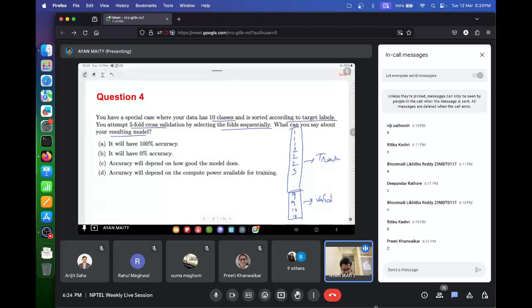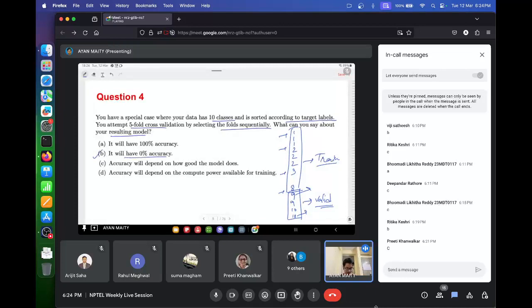So during training the model will only see target levels 1, 2, 3 up to 8, but it will not see 9 and 10. But during validation it will be tested on the data points with target levels 9 and 10, so it would obviously give you an accuracy of 0. So that's why it will be option A.